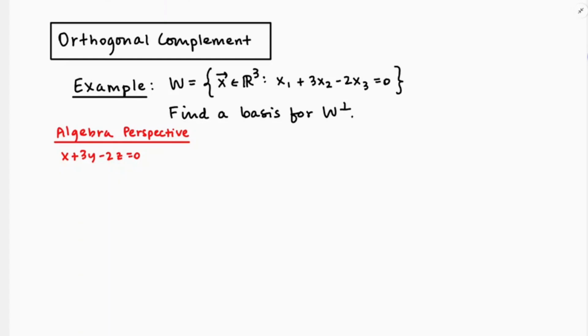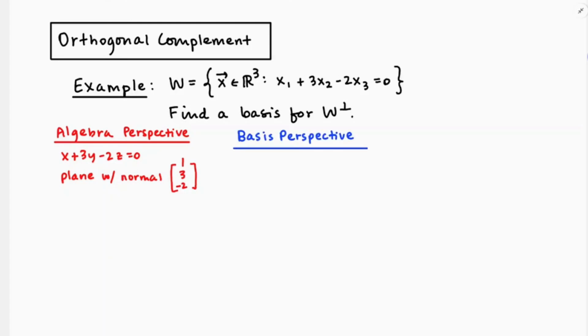We know the normal to that plane is going to be 1, 3, negative 2, and the only kind of space that can be orthogonal to a plane in R3 is a line. And so that normal, passing through the origin, would be a good one. We could also go from the basis perspective, grinding through: we'll just express W as the column space of some matrix, and then find the null space of its transpose.